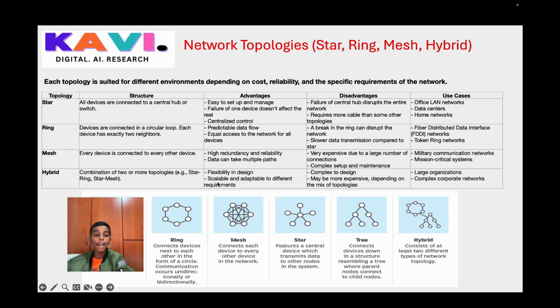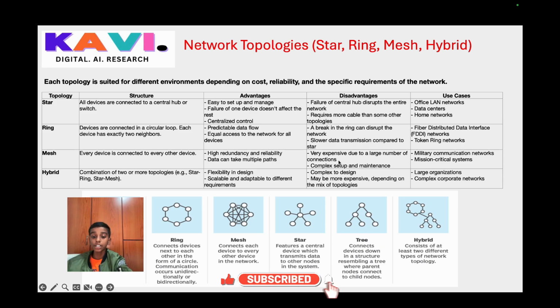So what are the advantages of mesh topology? The advantages of the mesh topology are it has high redundancy and reliability, and data can take multiple paths. So let's move on to the disadvantages of it. The disadvantages of the mesh topology is that it's very expensive due to a large number of connections. Like there's a large number of LAN wires or Ethernet cables used. So it will cost you a lot of dollars.